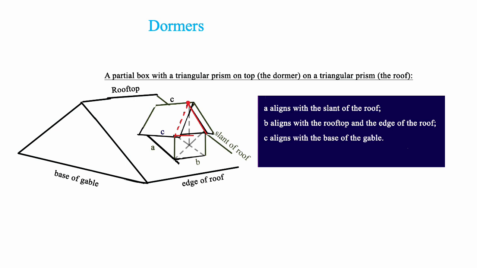So we have the dormer here as a box with a triangular prism on top, and it's sitting on the roof, which is a triangular prism. So the line here, line A, aligns with the slant of the roof. Now, line B here goes toward the right, so it would go to the same vanishing point as the edge of the roof and the rooftop. These lines go toward the left, and so they would go to the same vanishing point as the base of the gable.